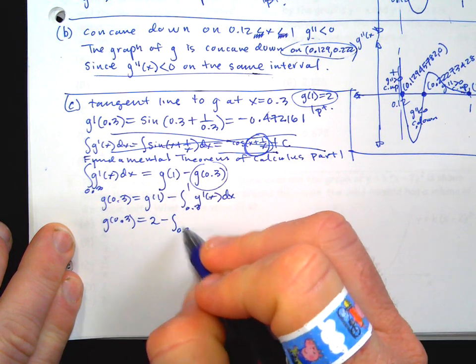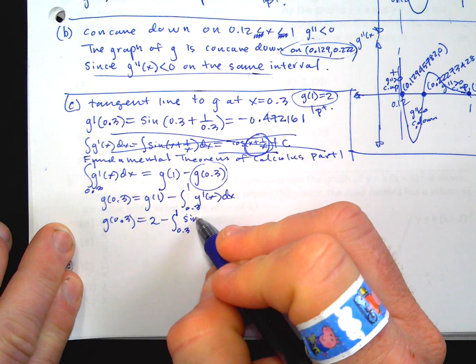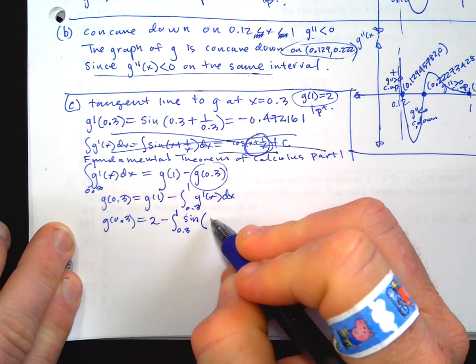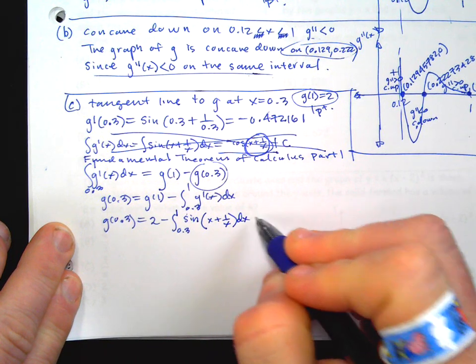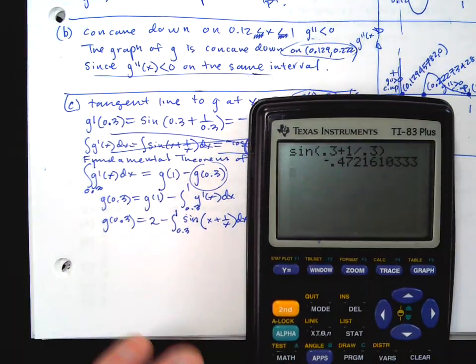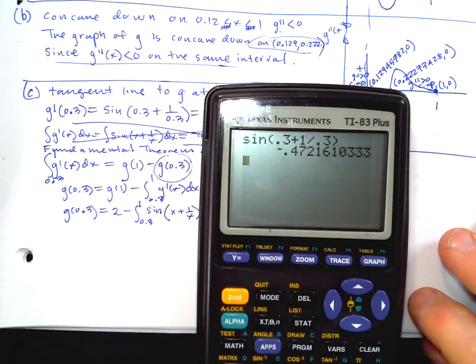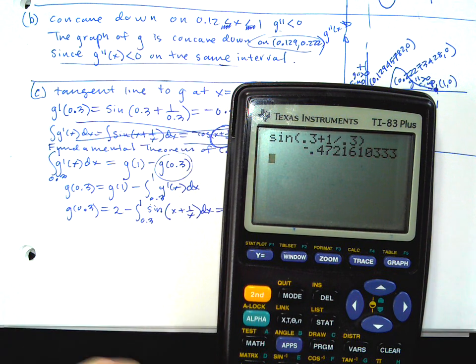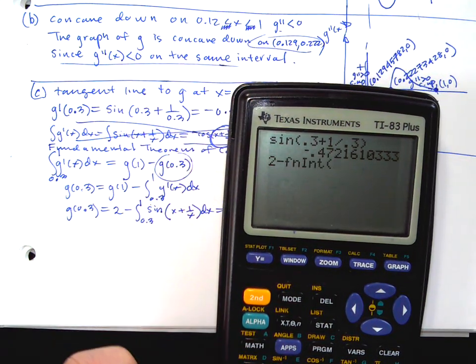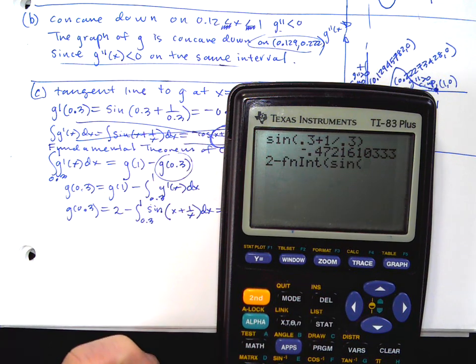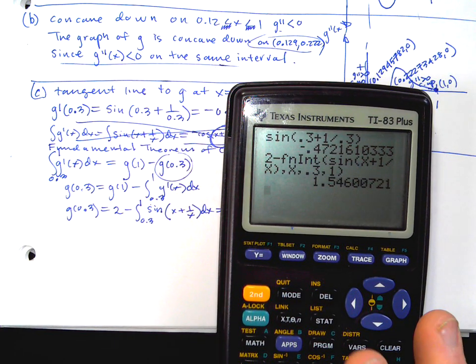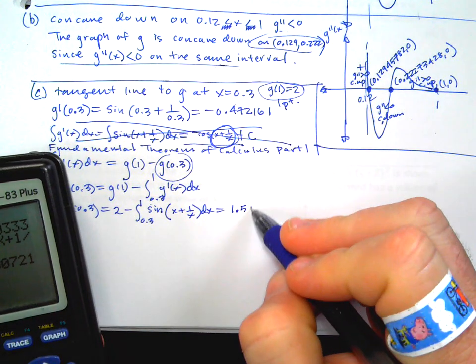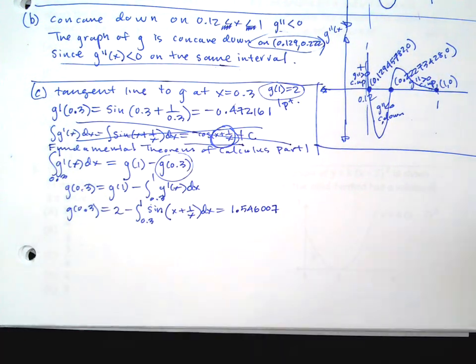and we're going to do this on our calculator. And this is way faster than the other option some of you want to take, but can't. 2 minus math 9, sine of x plus 1 over x, close, comma x comma 0.3 comma 1, and we get 1.546007.